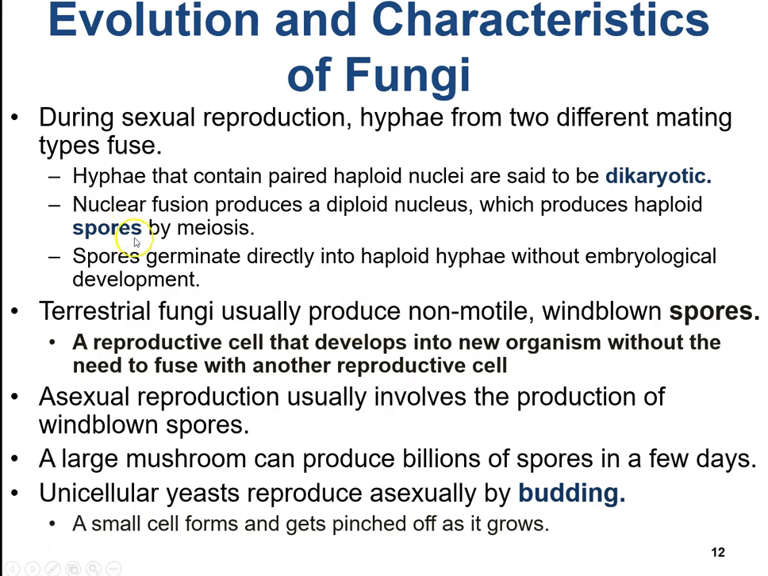In terms of the spores, and again, this is what we talked about in the lab, the different groups of fungi will have different names for their spores. But overall, it's the same similar process. These spores are a reproductive structure that can be transmitted around, blown in the wind, what have you, and then eventually will form a new organism, a new fungi, okay? So obviously, for terrestrial fungi, it makes sense to have a non-motile, wind-blown spore. So again, what's a spore? A reproductive cell that develops into a new organism without the need to fuse with another reproductive cell, okay?